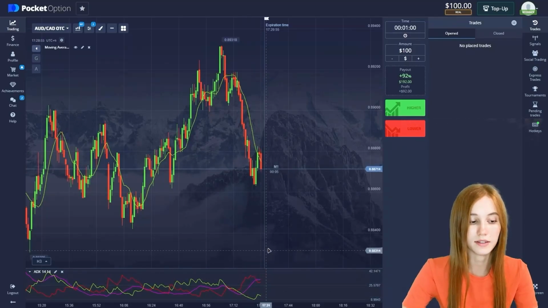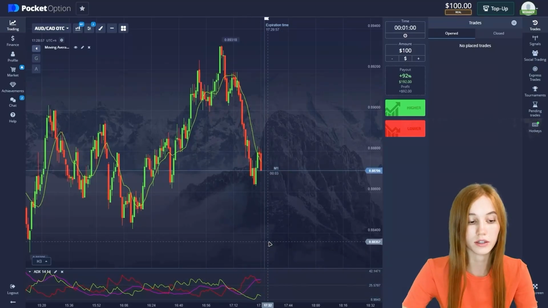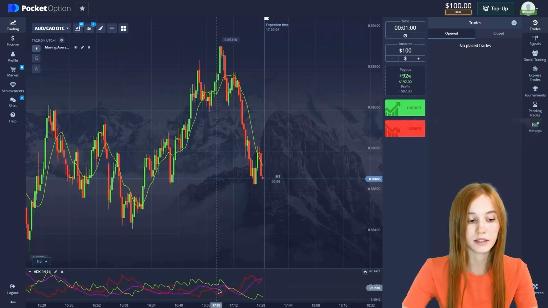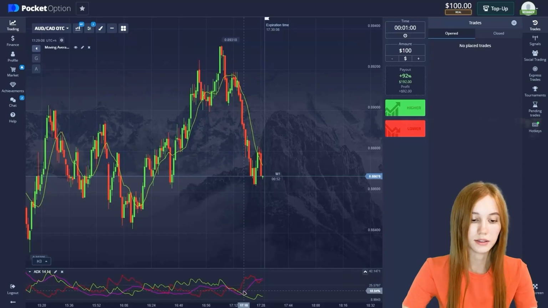We see that the strength of the trend has increased. Before that, it was in overbought values. Then it dropped a little and then a sharp drop occurred. The trend rose sharply and now there are also sharp adjustments.